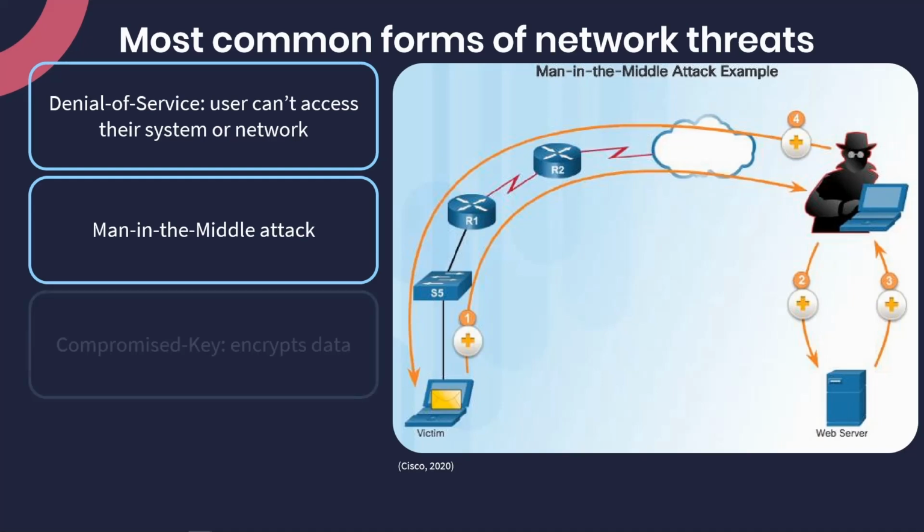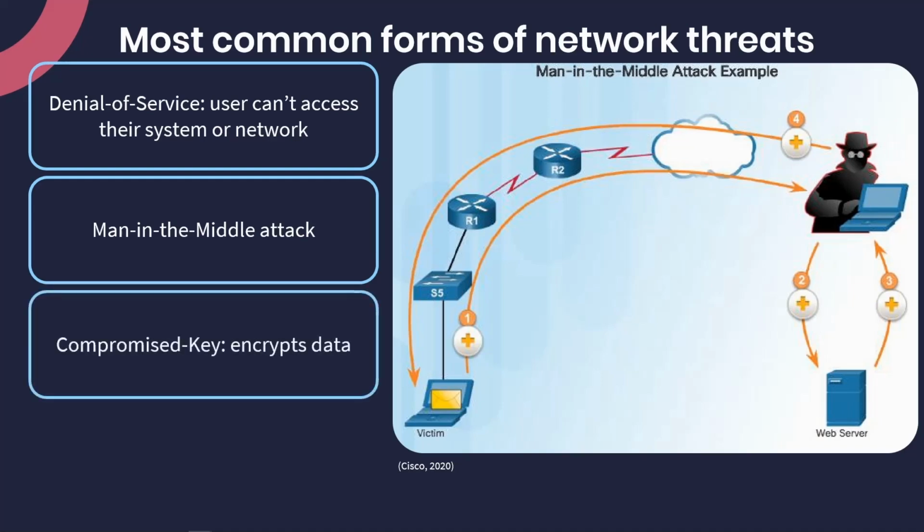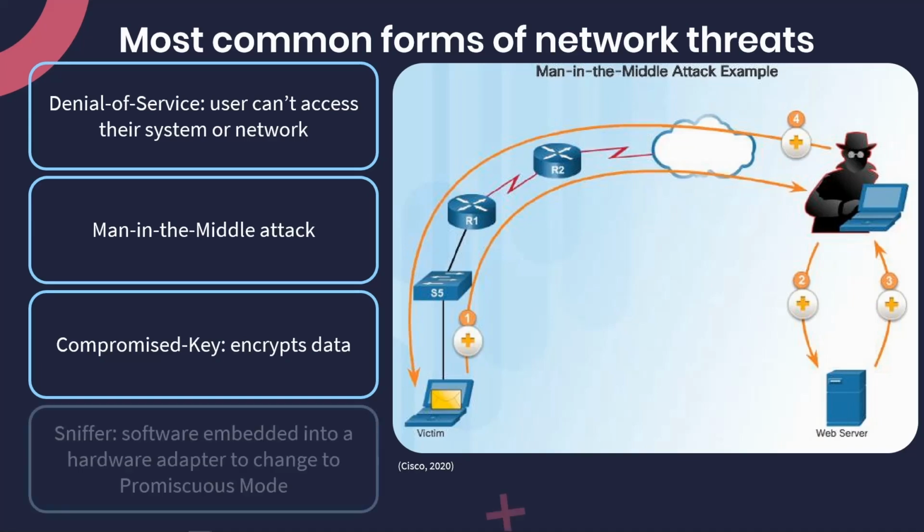Then you have compromised key. Do you remember that when we previously mentioned the IPsec, we said that it is able to encrypt data? This is mostly done with hash algorithms in the form of a combination of a string of numbers. If that number is obtained, the attacker will be able to decrypt encrypted data sent through the VPN, the virtual private network. Then we have sniffer.